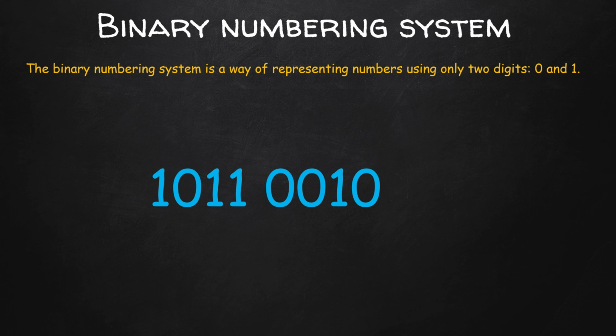On the screen you can see an example of a binary number system. And you can see it contains only 0s and 1s. It doesn't contain any other numbers. So this is an example of a binary number. Now here, what are these 0s and 1s? What are they representing?